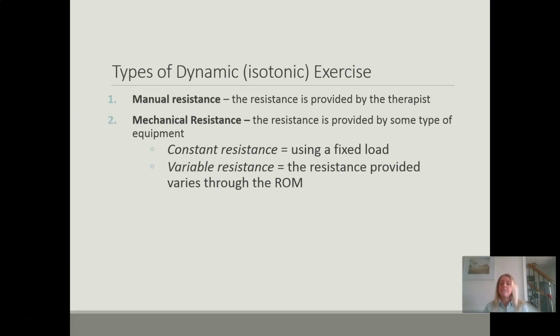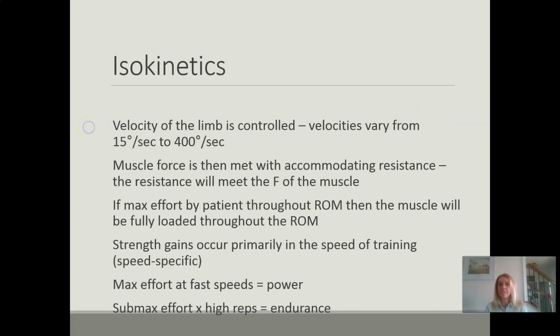Manual resistance is any resistance that's provided by you as the therapist. So that rhythmic stabilization, that PNF pattern I showed you, moving the arm around, would be a type of manual resistance. And then mechanical resistance is using any type of external force. It can be a constant resistance with a fixed load or a variable resistance where you have different amounts of resistance provided throughout the range of motion. And that's where we get into machines and things like that.